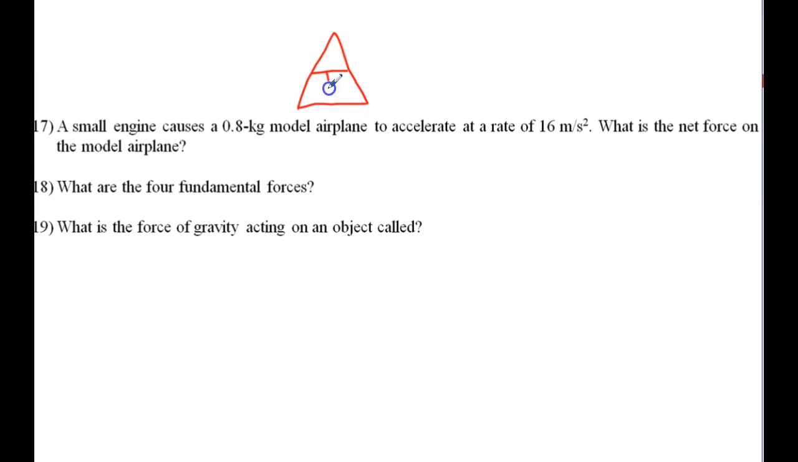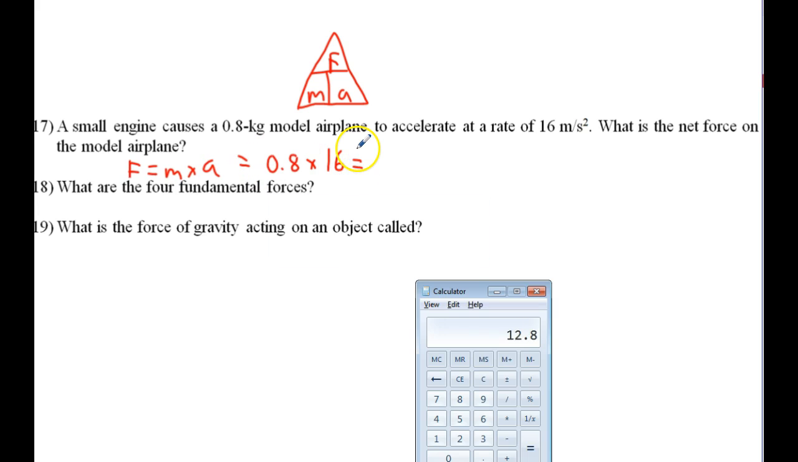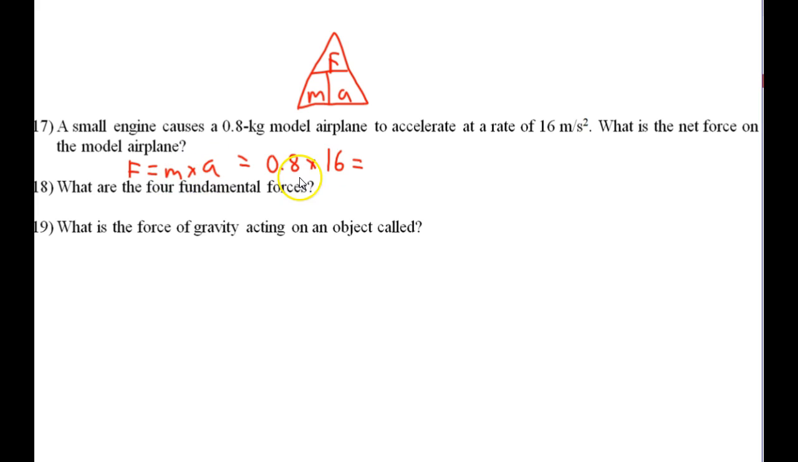All right, so here we're using our equation pyramid for solving for force. Small engine plane causes a 0.8 kilogram model airplane to accelerate at a rate of 16 meters per second squared. Mass times acceleration, 0.8 times 16 gives me 12.8 newtons.